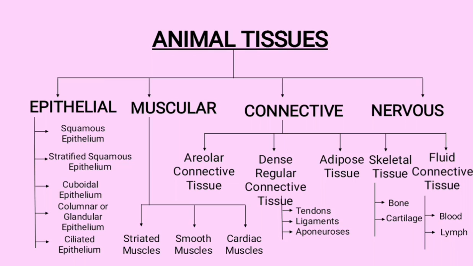The nervous tissue is made up of neurons, the unit cells are called neurons. It is basically present in our brain, spinal cord and nerves, and the main function of nervous tissue is to transmit the messages from the brain to the organs and from the organs to the brain. So this was a summary of all the tissues which we studied till now.